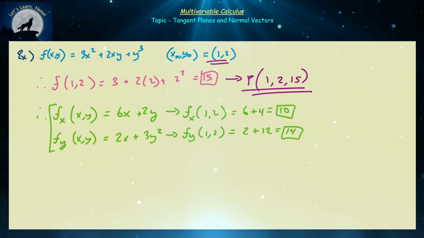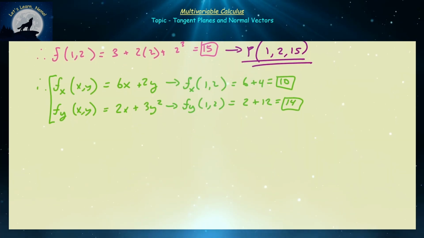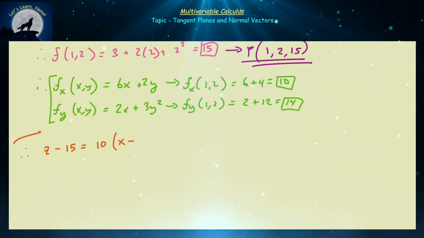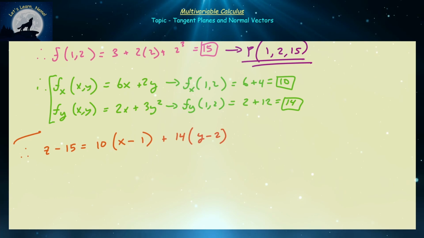Once we have those values, now we can construct the equation of our tangent plane. So, using the formula that we built before, that's going to give us what? So z minus z0, which is 15, is equal to the x gradient, which is going to be equal to 10, times x minus x0, which is 1, plus the y gradient, which is going to be 14, times y minus the y0 value, which is going to be equal to 2.